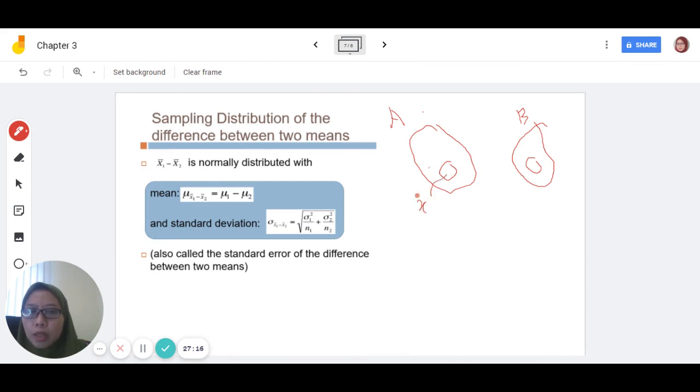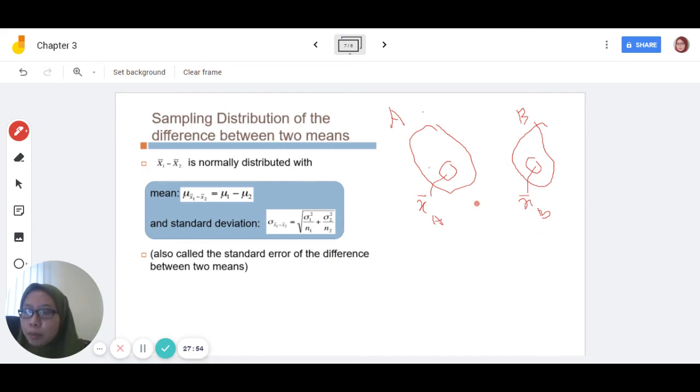What you can do is find the sample mean. This is the sample mean A, and this is the sample mean B. Then we can have some difference, you can get the difference between two means. You can also find the standard deviation of the variance of these two means. This standard deviation formula, which is the variance between these two means, we can also call the standard error of the difference between two means.